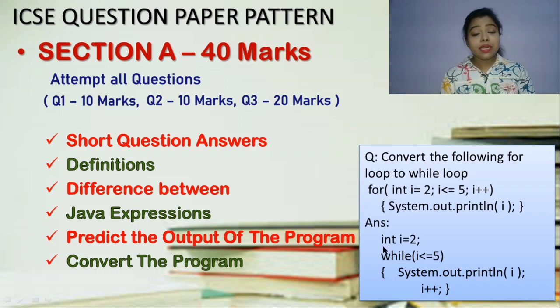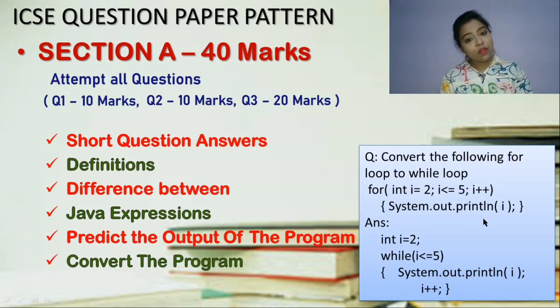So see I have written int i equals to 2. Why? Because the initialization part is written here, the initial value of i is 2. That is why I have written here int i equals to 2. Then given semicolon, in the next line I have given the condition by writing while i less than equals to 5, because the condition given here we will write it here. Then within the statement part I have written System.out.println(i). So in the statement we are printing the value of i, so here also we are printing the value of i. Then after that I am writing i plus plus.